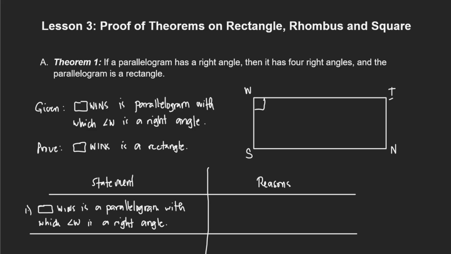So basically, we have four theorems here. We have theorem 1, 2, 3, and 4. Para maintindihan po natin ng maayos, isa-isahin po natin yung theorem na ito. Okay? First one, we have theorem 1.